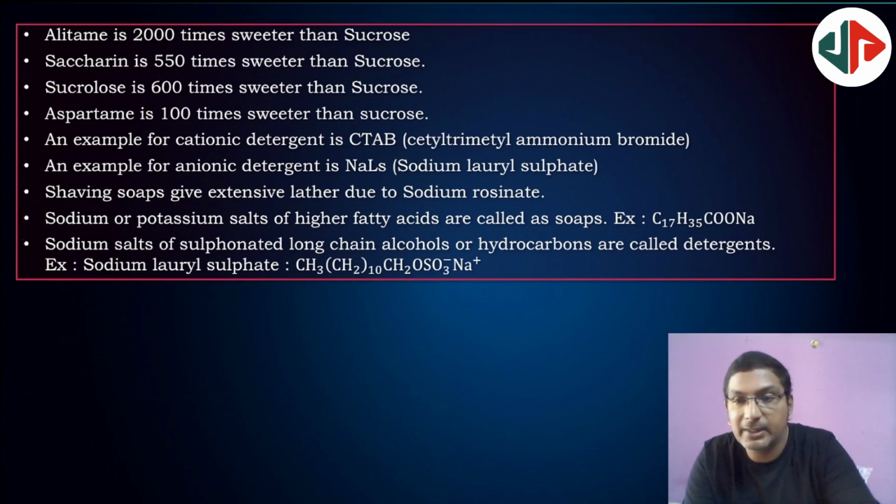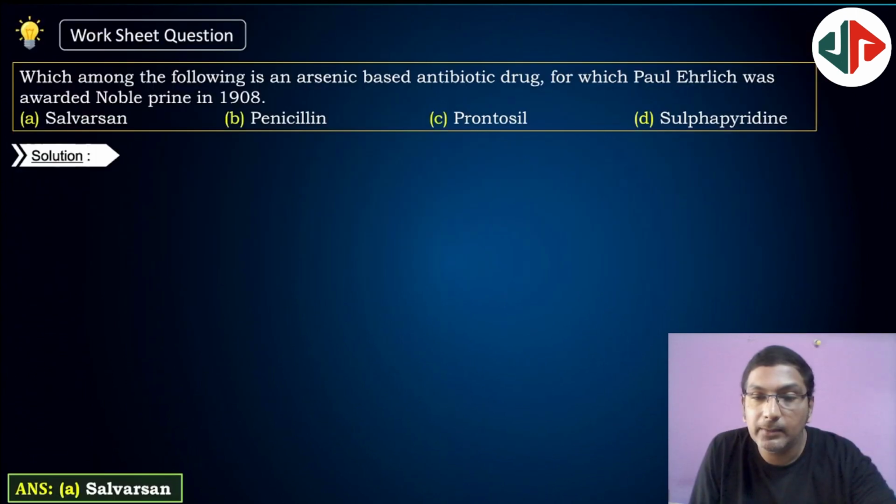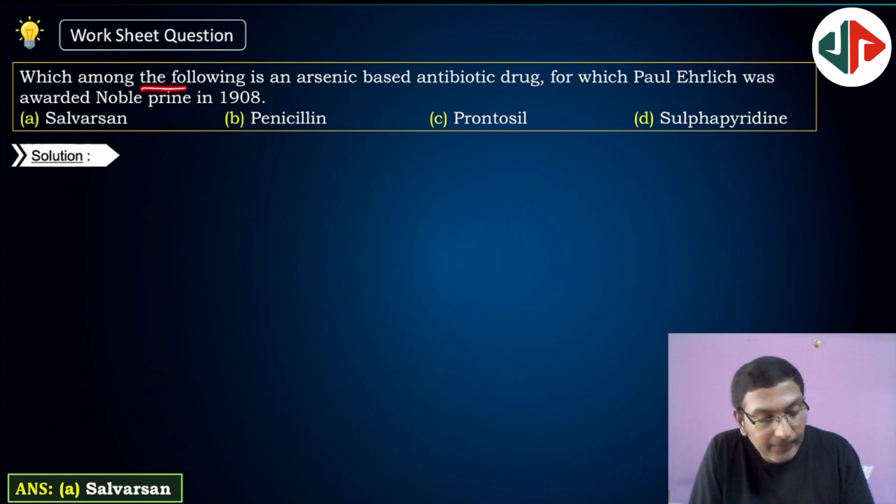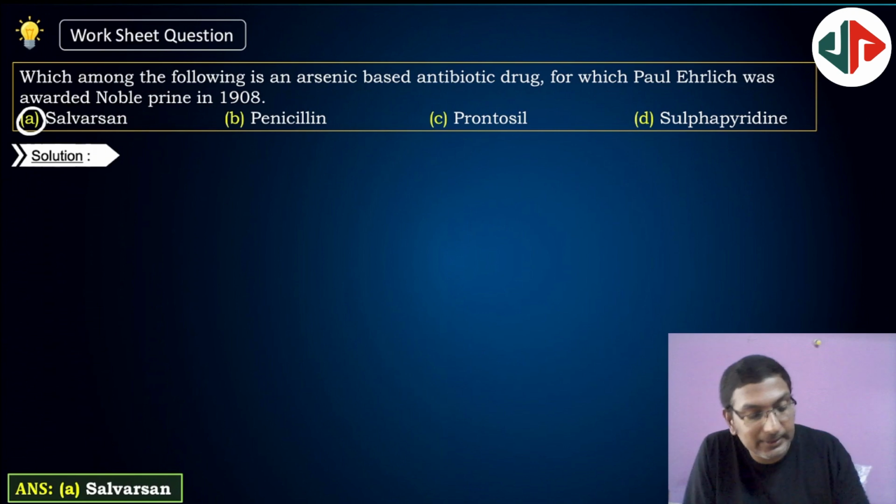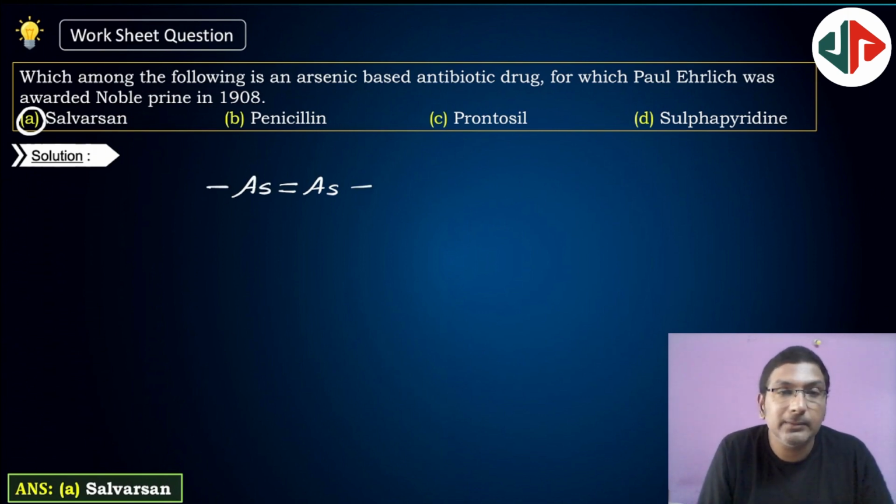Next we will discuss worksheet questions. This is the first worksheet question. Which among the following is an arsenic based antibiotic drug for which Paul Ehrlich was awarded the Nobel Prize in 1908? So this is salvarsan. Arsenic is present with double bonds, that means like this. This linkage is present. Salvarsan, an antibiotic. I will draw the structure later.